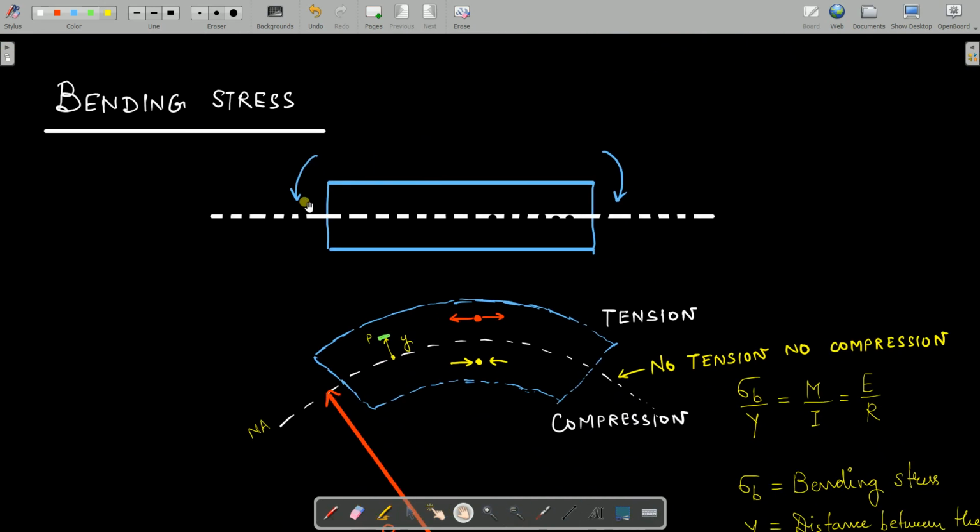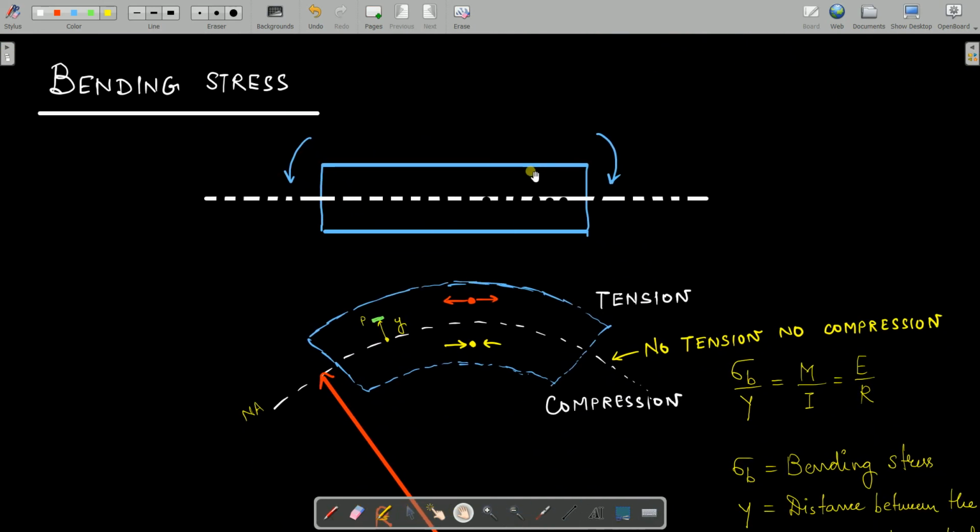Let's take an overview of bending stress. So let's say I have a body. There is some central axis. I will call this axis as neutral axis. So this axis is been given a special name called neutral axis.